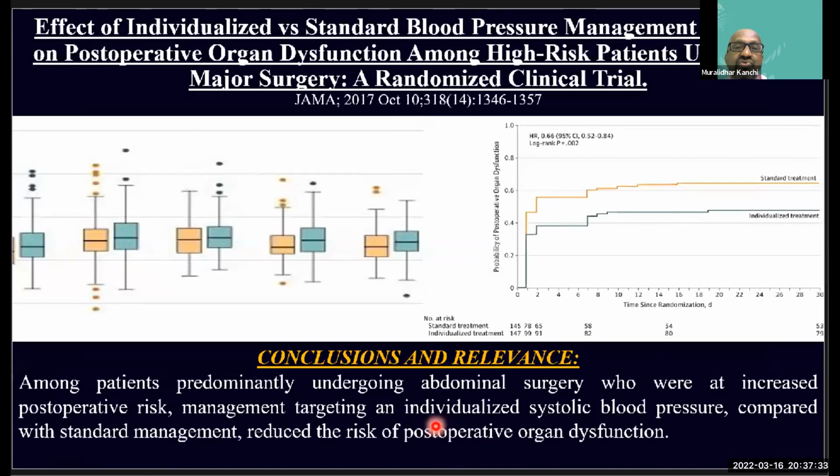Similarly, if you use the standard blood pressure management vis-a-vis personalized blood pressure management in high-risk patients undergoing major surgery, patients who had standard treatment vis-a-vis individualized treatment based on their resting blood pressure, the outcomes were much better. This is the rate of organ dysfunction compared to the individualized treatment vis-a-vis standard treatment. So the organ dysfunction was much less in the patients who had individualized treatment.